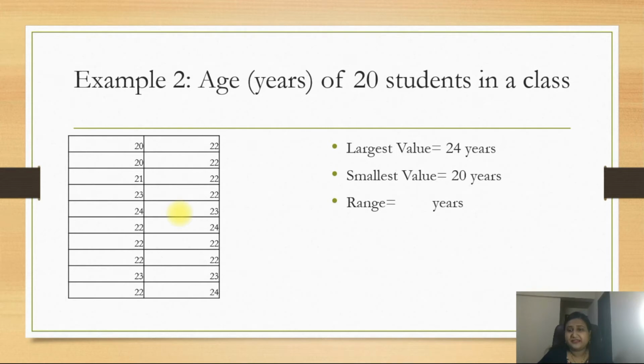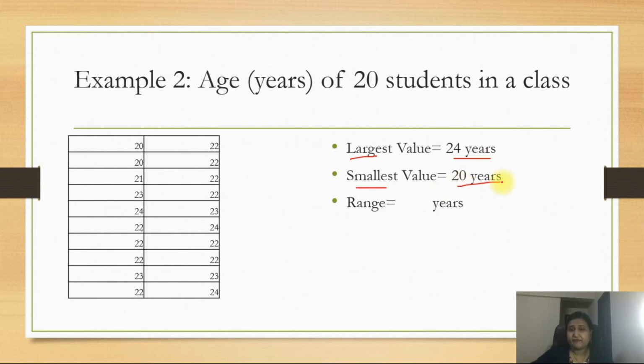Let us consider another example. Here we have the age of 20 students in a particular class. Again, if we look at the data, we arrange it in ascending or descending order, we can easily get the largest value and the smallest value. In this data set, the largest value is 24 years and the smallest value is 20 years.